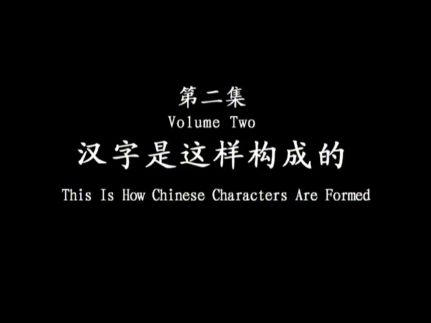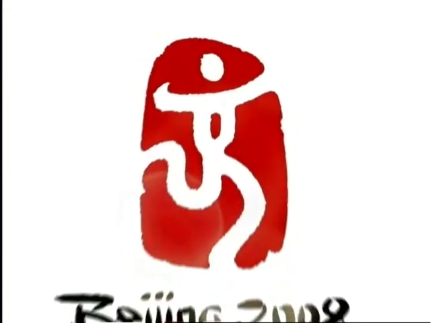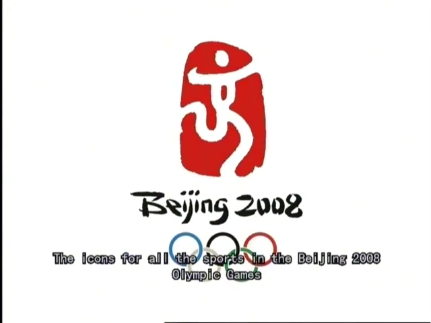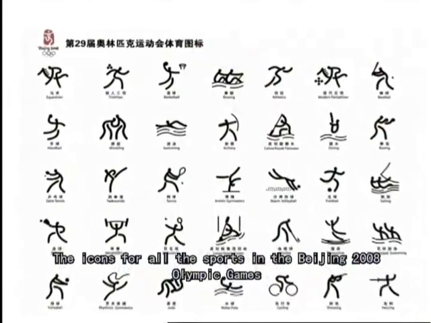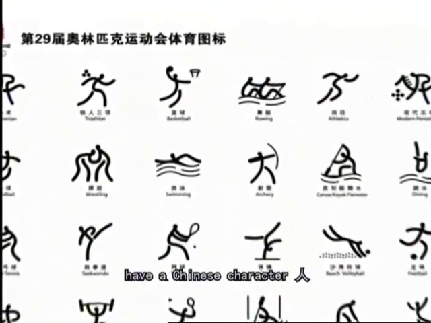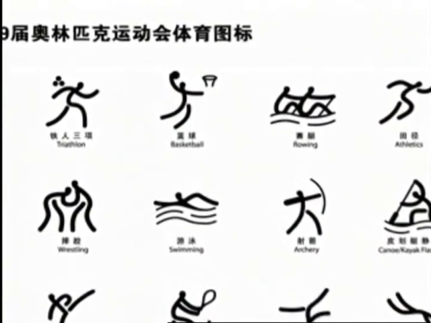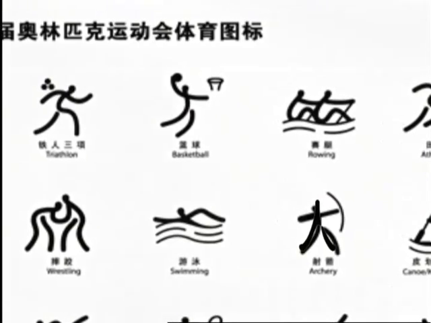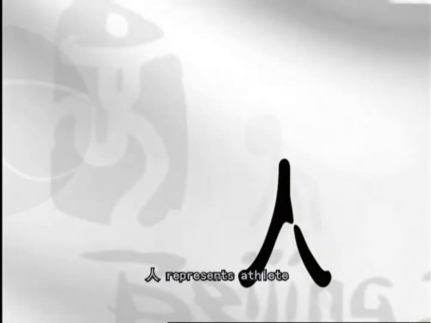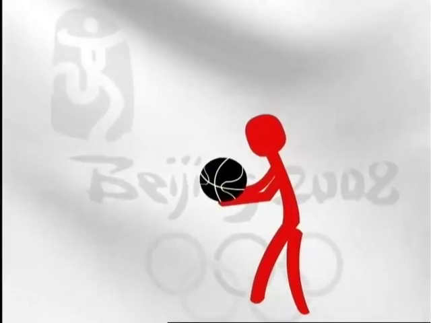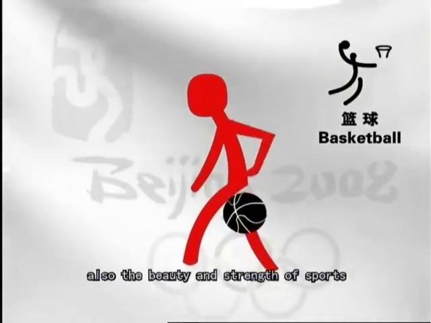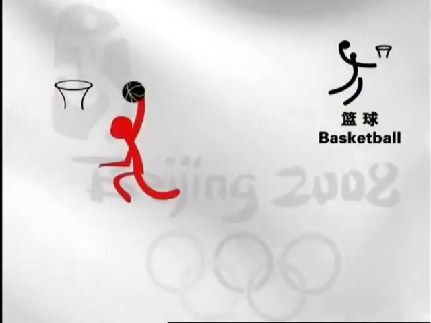Volume 2. This is how Chinese characters are formed. The icons for all the sports in the Beijing 2008 Olympic Games have a Chinese character. 人 represents athlete. Also, the beauty and strength of sports.